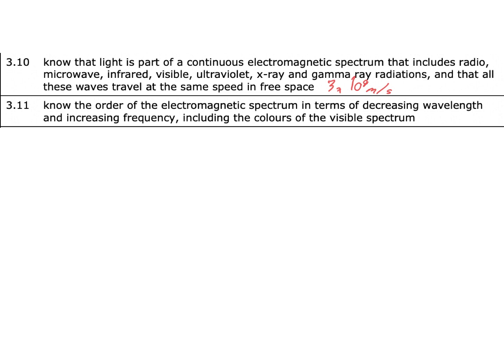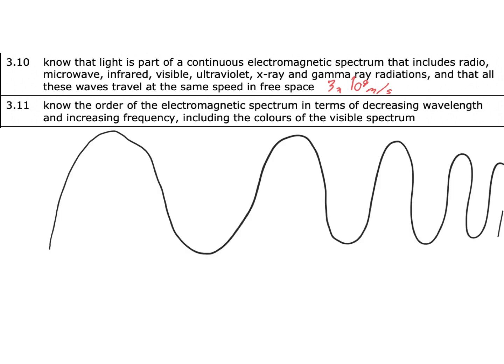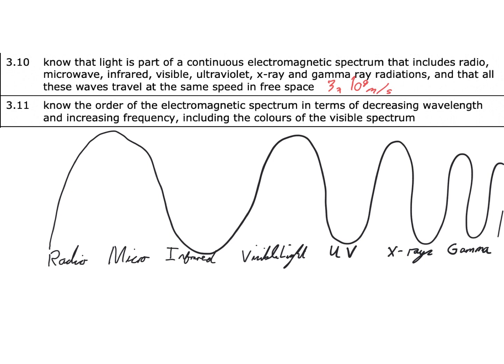We should also know the order of the EM spectrum in terms of decreasing wavelength and increasing frequency, including the colours of the visible light spectrum. We should know that the radio waves have the largest wavelength, then microwaves, then infrared, then visible light, then UV, then X-rays, then gamma rays. All of these rays travel at the speed of light in a vacuum.